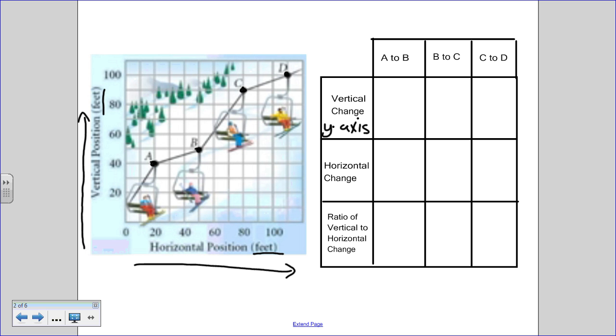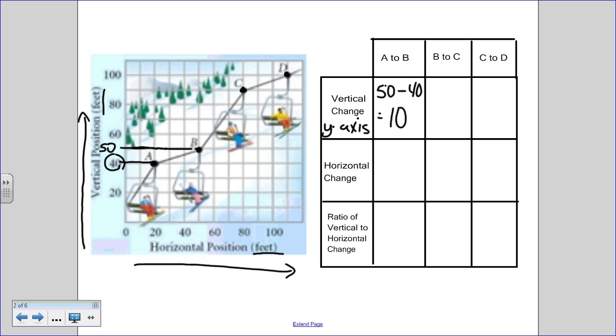So, from point A, we come up and see it's at 40 feet on the y-axis. If we went up to point B, we could follow it across to see it's halfway between 40 and 60, or at 50 feet. The vertical change is 50 minus 40, or 10 feet.